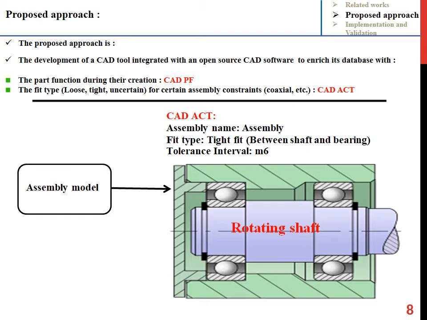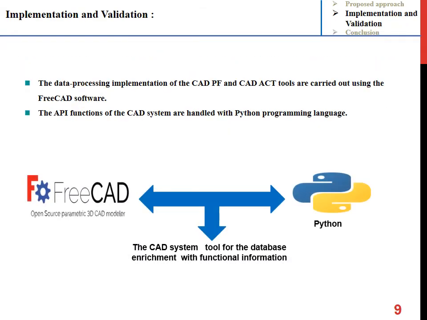How can we make this approach real? We search and we find. The data processing implementation of the CADPF and the CADACT tools are carried out using the FreeCAD software. The API functions of the CAD system are handled with the Python programming language. The CAD system tool for the database enrichment with functional information is realized with the interactions between Python and FreeCAD.